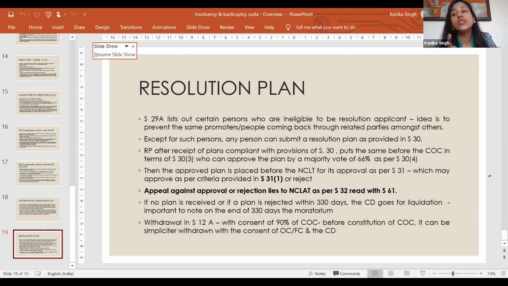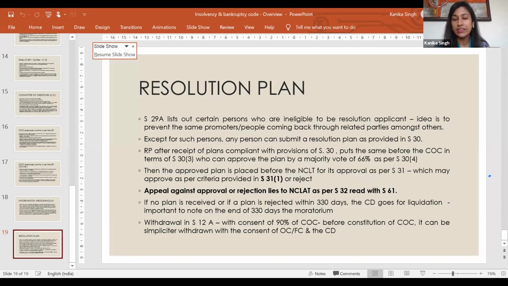That can happen. But once a Committee of Creditors is in place, then the withdrawal can only happen if 90% of the Committee of Creditors votes and allows the withdrawal of the application, allowing the company to be taken out of the insolvency process. So basically, two ways. Once the process has started, it can't be stopped in the 330 days till there is either a successful resolution plan or a withdrawal. If neither of these things is achieved, then the company goes for liquidation.